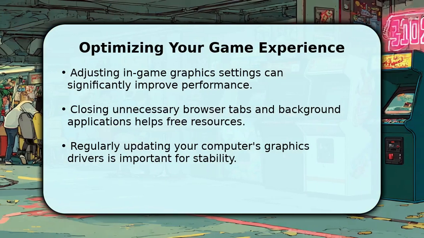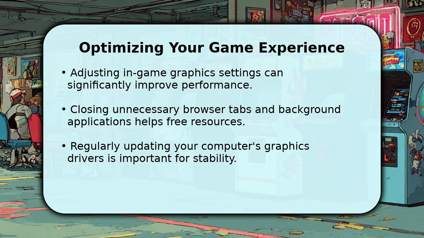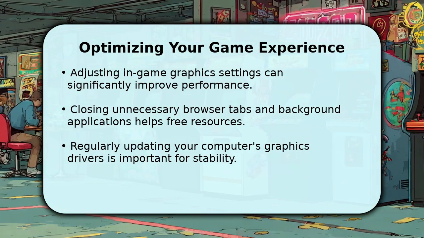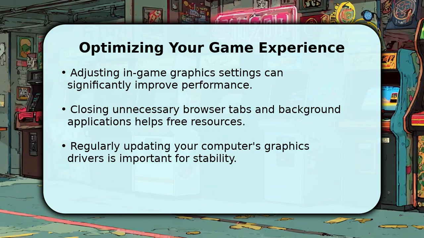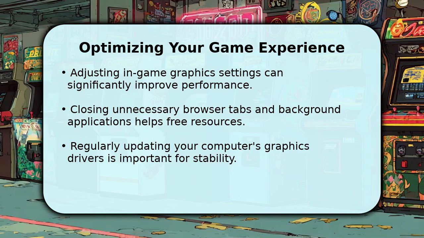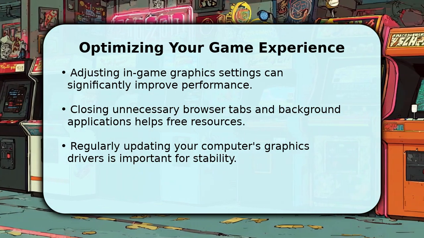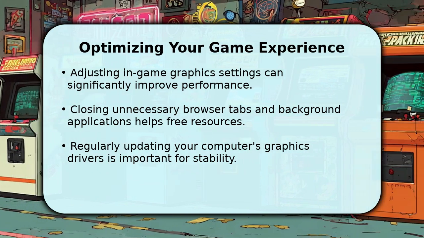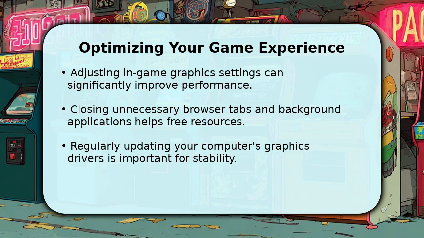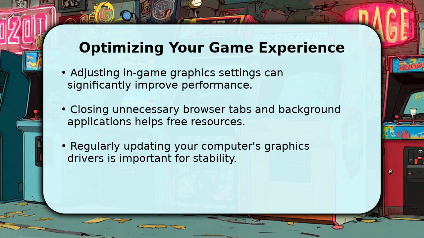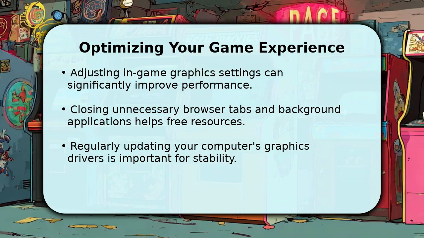To optimize your Roblox experience, first check your in-game graphics settings. Lowering them can significantly improve performance, especially on older systems. Also, close any unnecessary tabs in Microsoft Edge and other background applications that might be consuming system resources. Regularly updating your graphics drivers to their latest versions, for example monthly, can provide substantial improvements in frame rates and overall game stability. These steps help reduce lag.